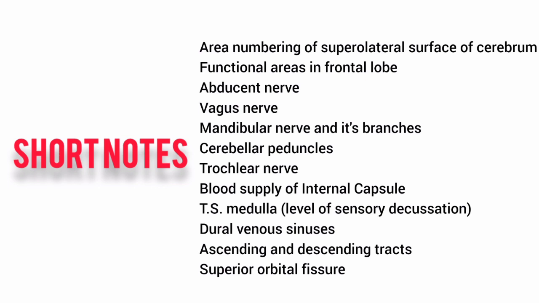Then is ascending and descending tracts. This is also the butter of neuroanatomy. Without this, you cannot proceed with any topic, whether it is transverse section or any topic. Next up is superior orbital fissure. This is a very brownie point kind of question. People generally pass, and this is a very easy topic and a very scoring topic. Again, the diagram is very important. One cannot proceed with the theory without drawing the diagram and the structures passing through it.